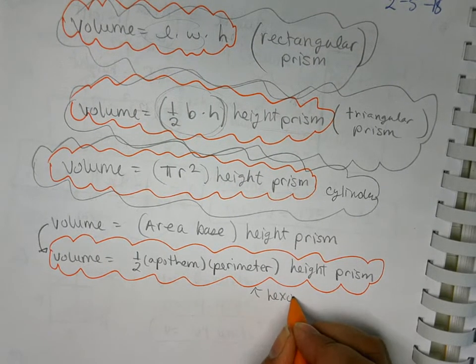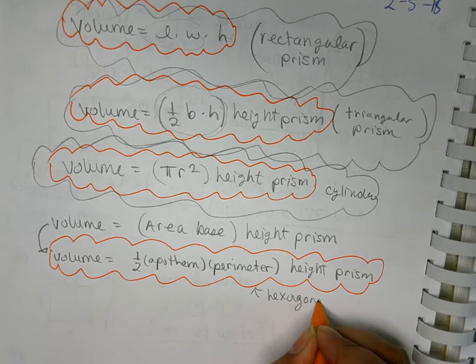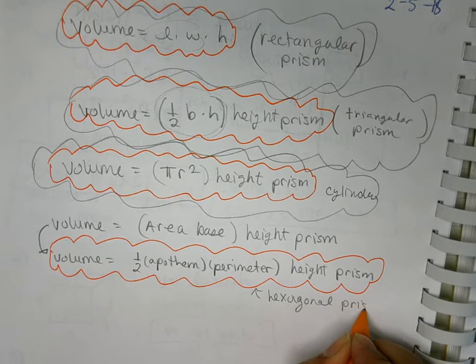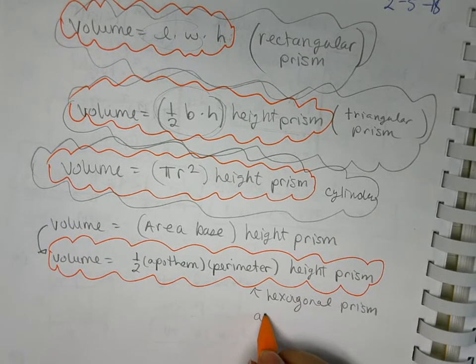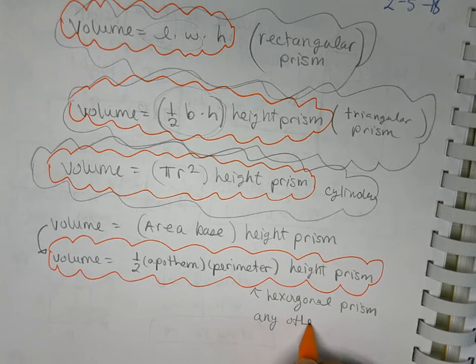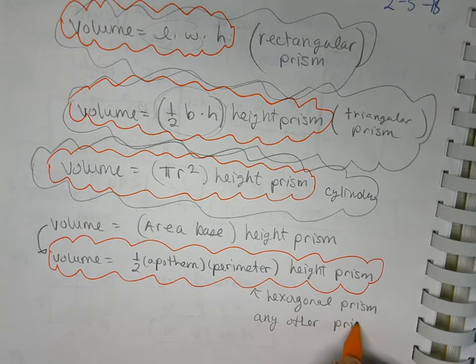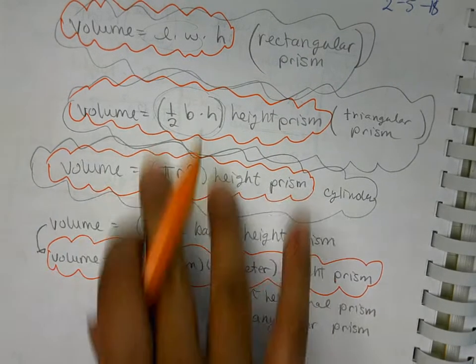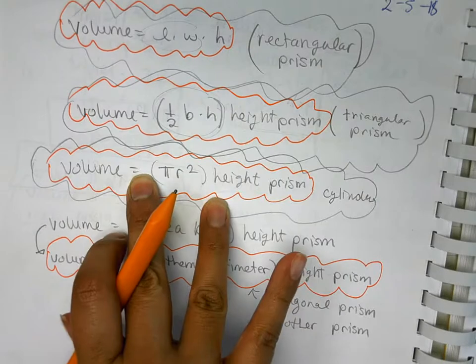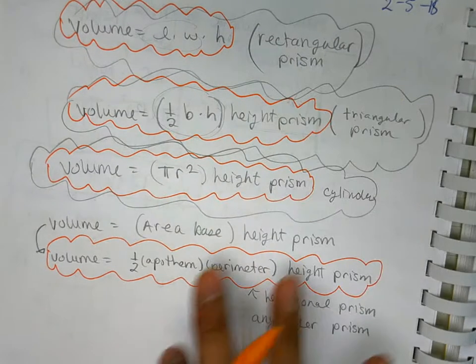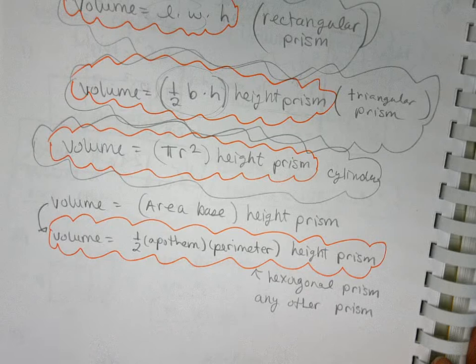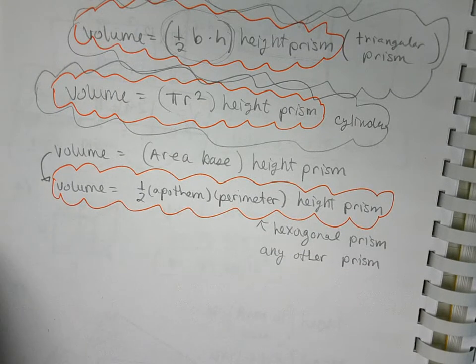All right, this is for a hexagonal prism or any other prism. Could we use this on squares or cubes? You can use them on any one of these. It's easier if you use these individually, but this works for all of these. All right, are we ready?